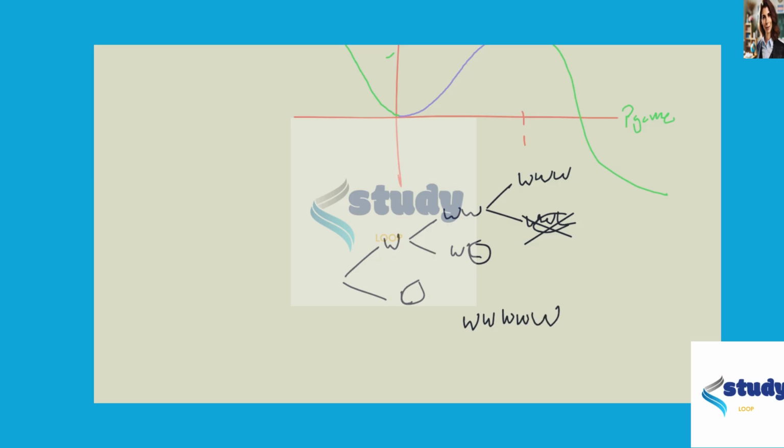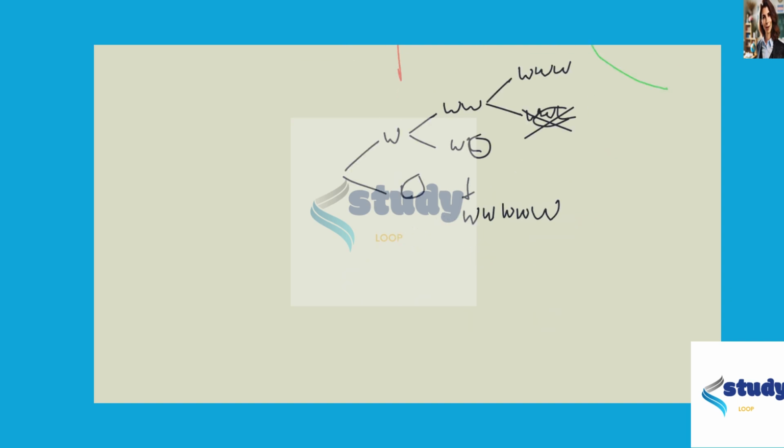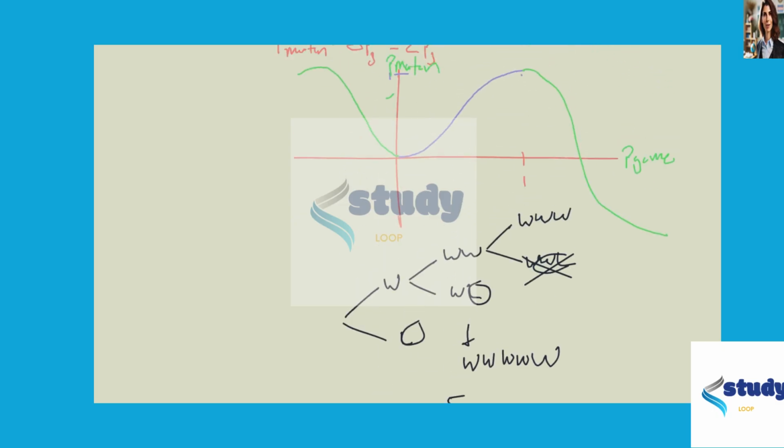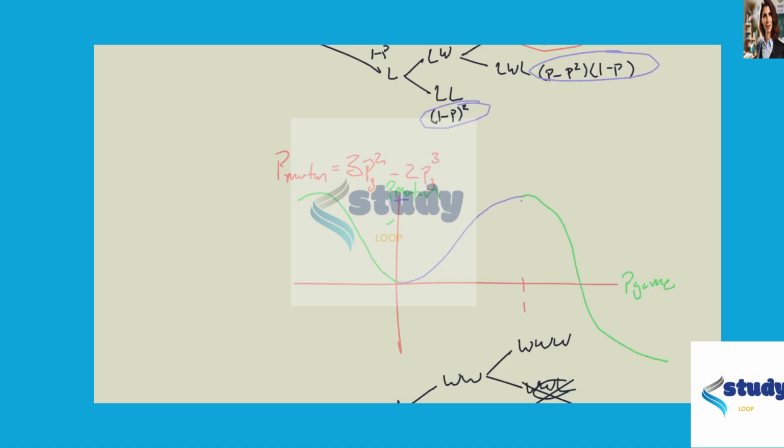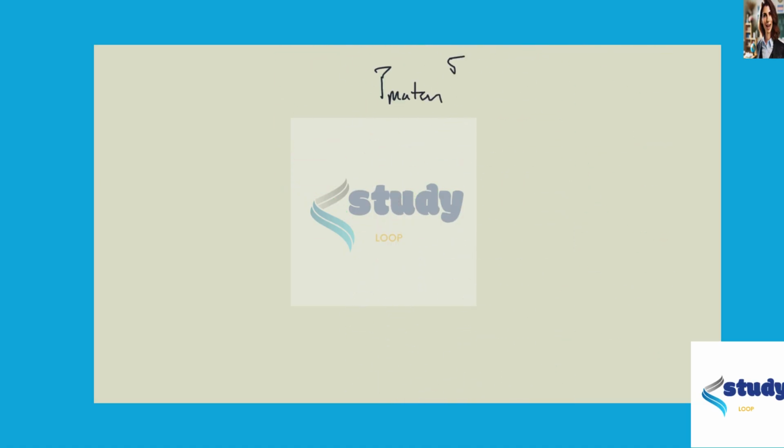What are the odds of this happening? Well, it's just the probability of winning to the 5th, so it's going to be P match to the 5th. So what they want is just a graph of P match to the 5th, or this function, 3 P_G squared minus 2 P_G cubed, all to the 5th. Now this plot is a little wonkier, but it's the same basic idea.